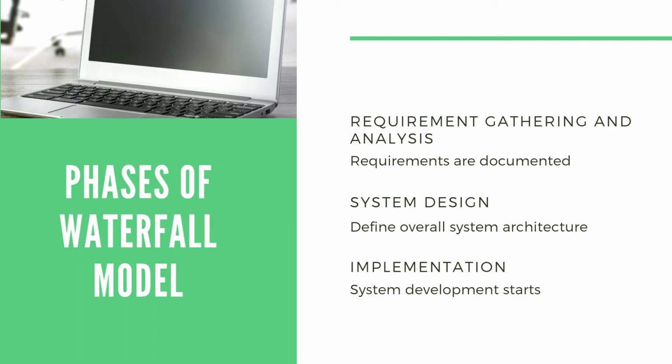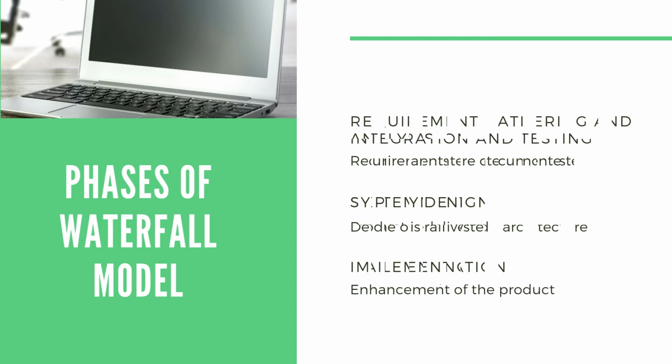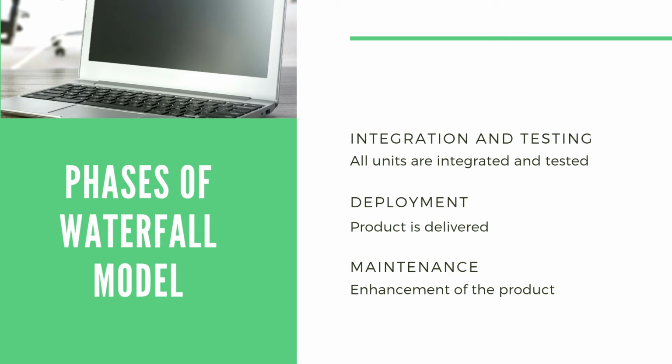The third phase is implementation. The system is first developed in small programs which are called units, which are integrated in the next phase. Each unit is developed and tested for its functionality, which is referred to as unit testing. The next phase is integration and testing. All the units which are developed in the implementation phase are integrated into a system after testing of each unit. Post integration, the entire system is tested for all the faults and failures.